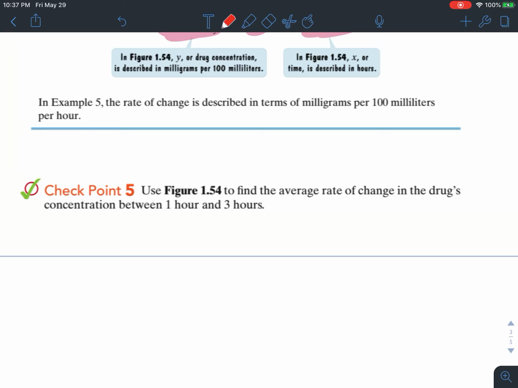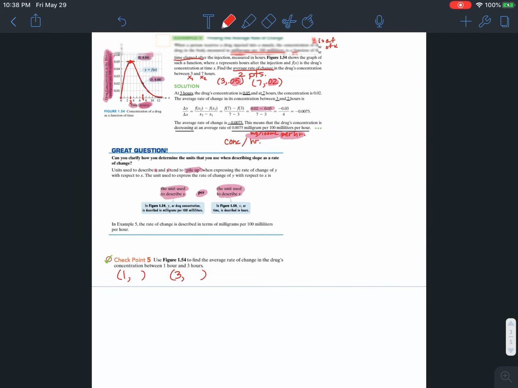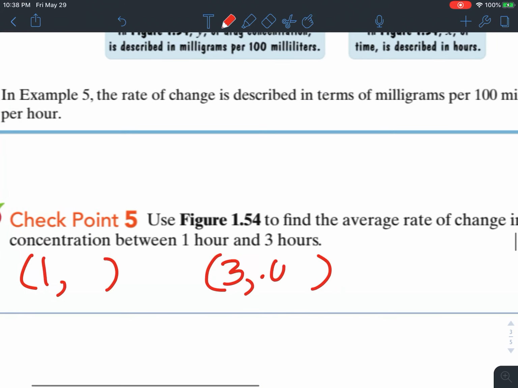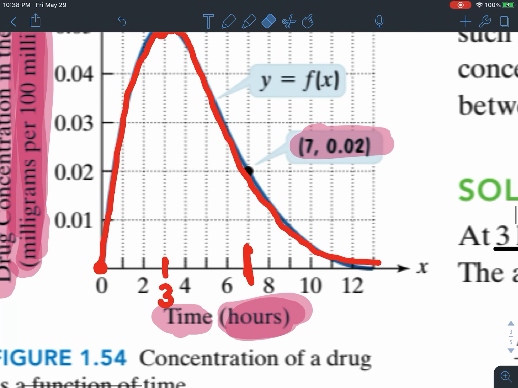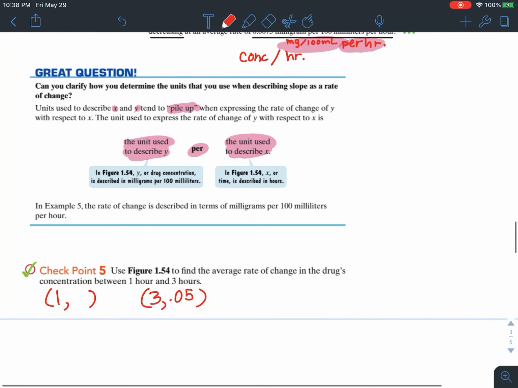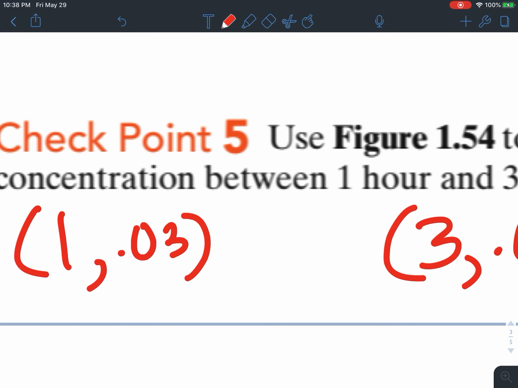Crazy. Okay, so we're going to find the average rate of change in this particular problem, but between 1 and 3 hours. So the 3 hours we already know, because they gave us that one. It was 0.05. The 1 we're going to have to physically look at the graph and see, because they didn't give us that point. But this is 2, so this must be 1. So it looks like the point is at 0.03. So I hope you agree with that. Okay, here we go, 0.03.